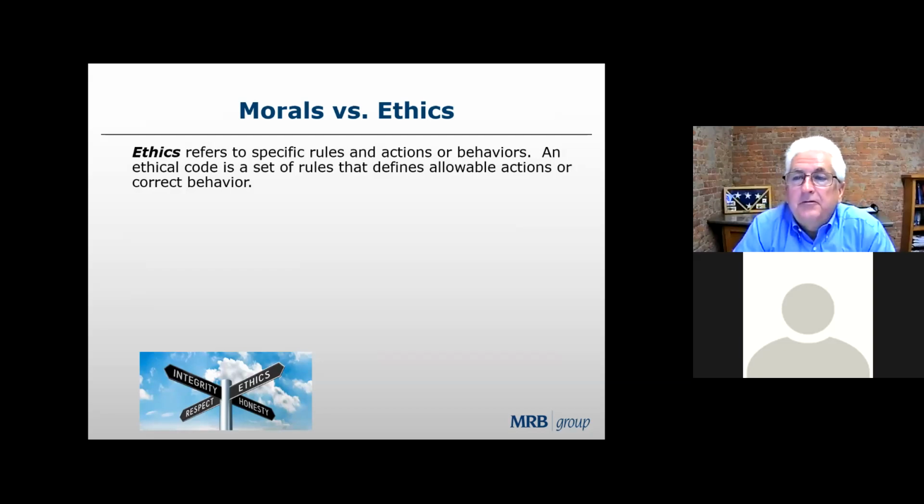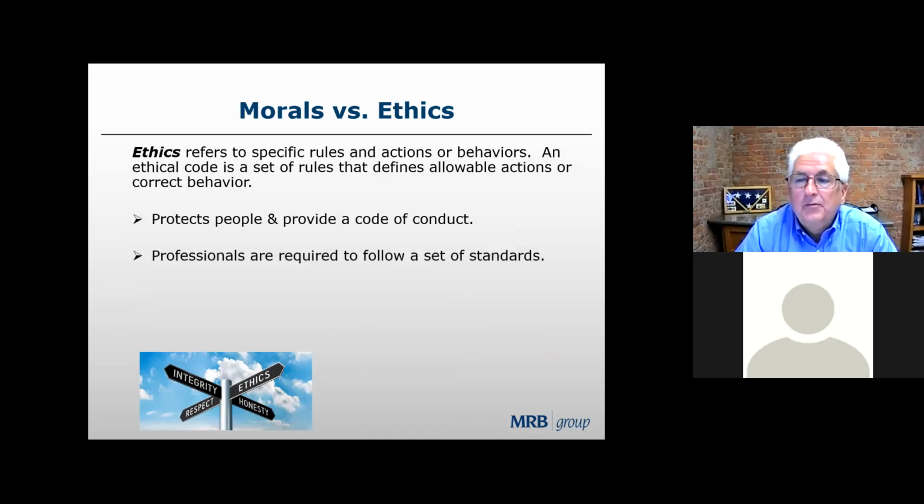Ethics, on the other hand, refers to a specific set of rules and actions or behaviors. An ethical code is a set of rules that defines allowable actions or correct behavior. Ethics, compared to morals, protects people and provides a code of conduct. Professionals are required to follow a set of standards, and quite honestly, whether it's an engineer or a water operator or a sewer operator, plant operator, or any other sort of public works person, or somebody that's on a planning board or a zoning board or a town board or a village board, I feel they're all professionals and they all should follow some form of standard.